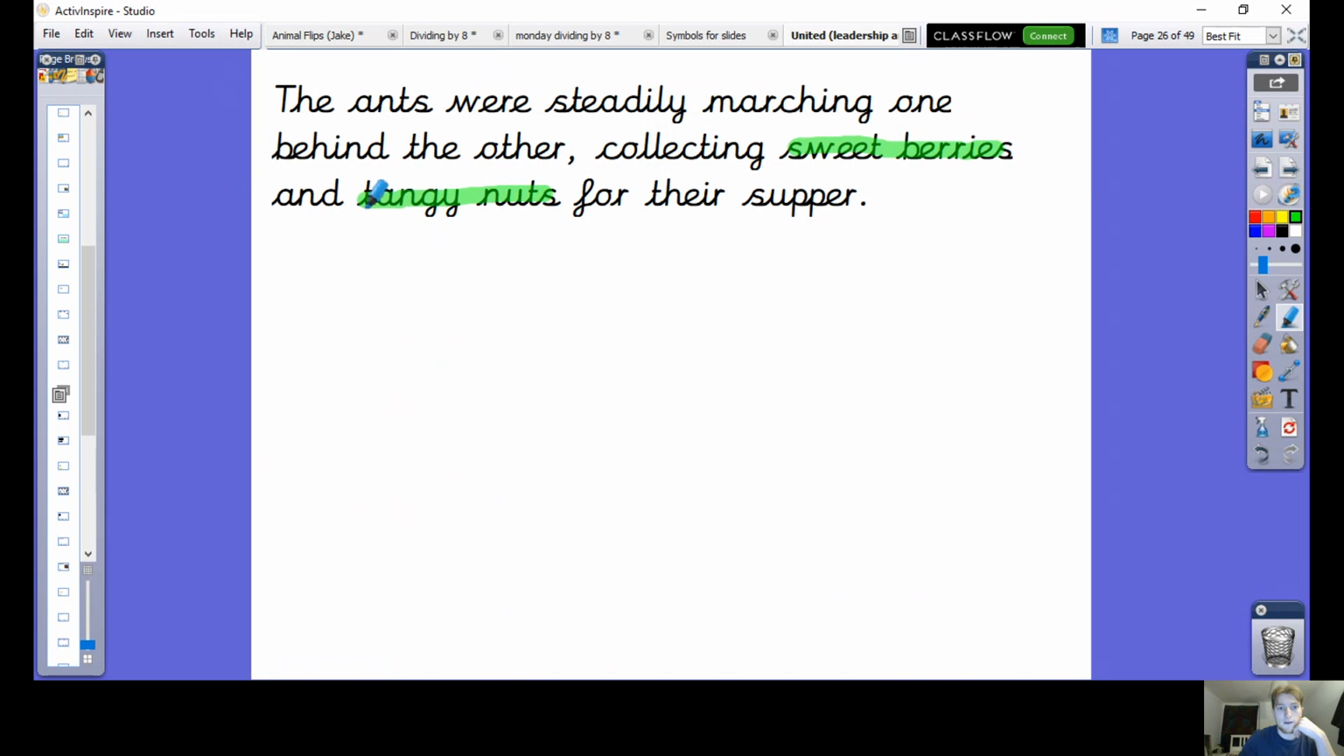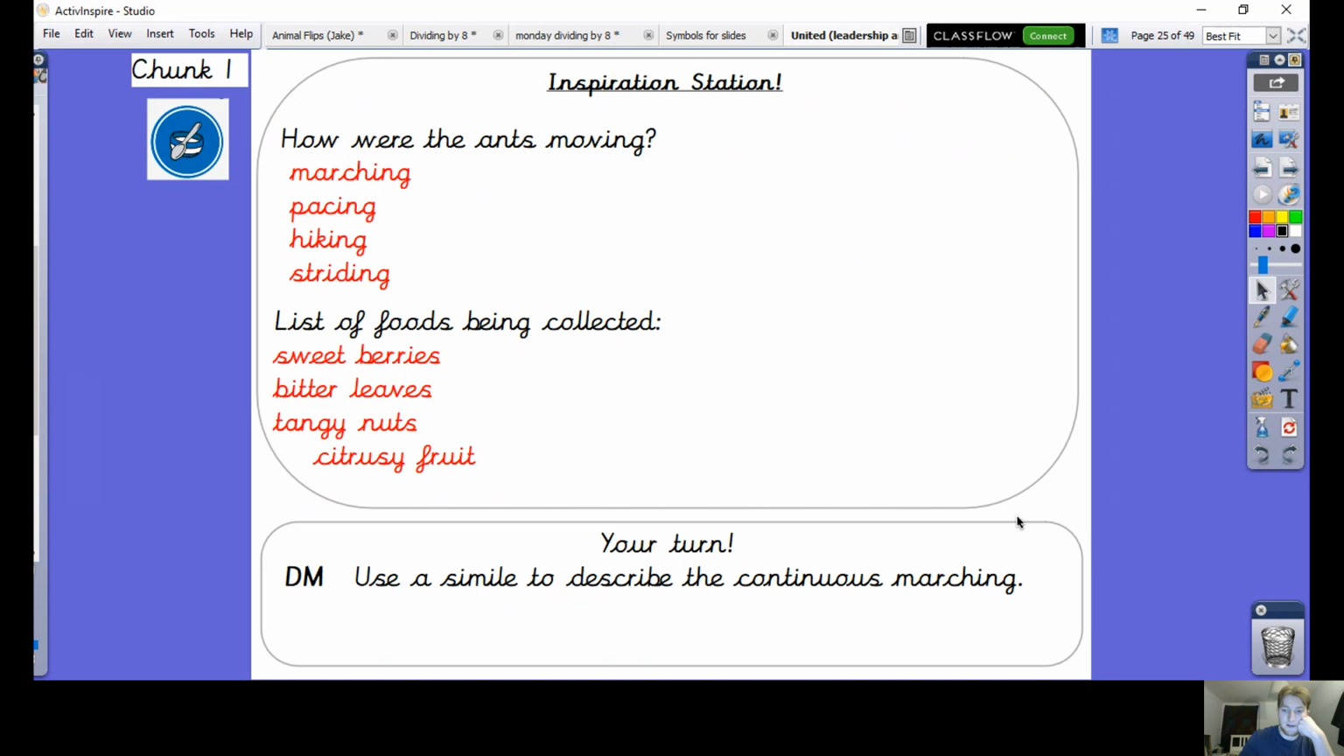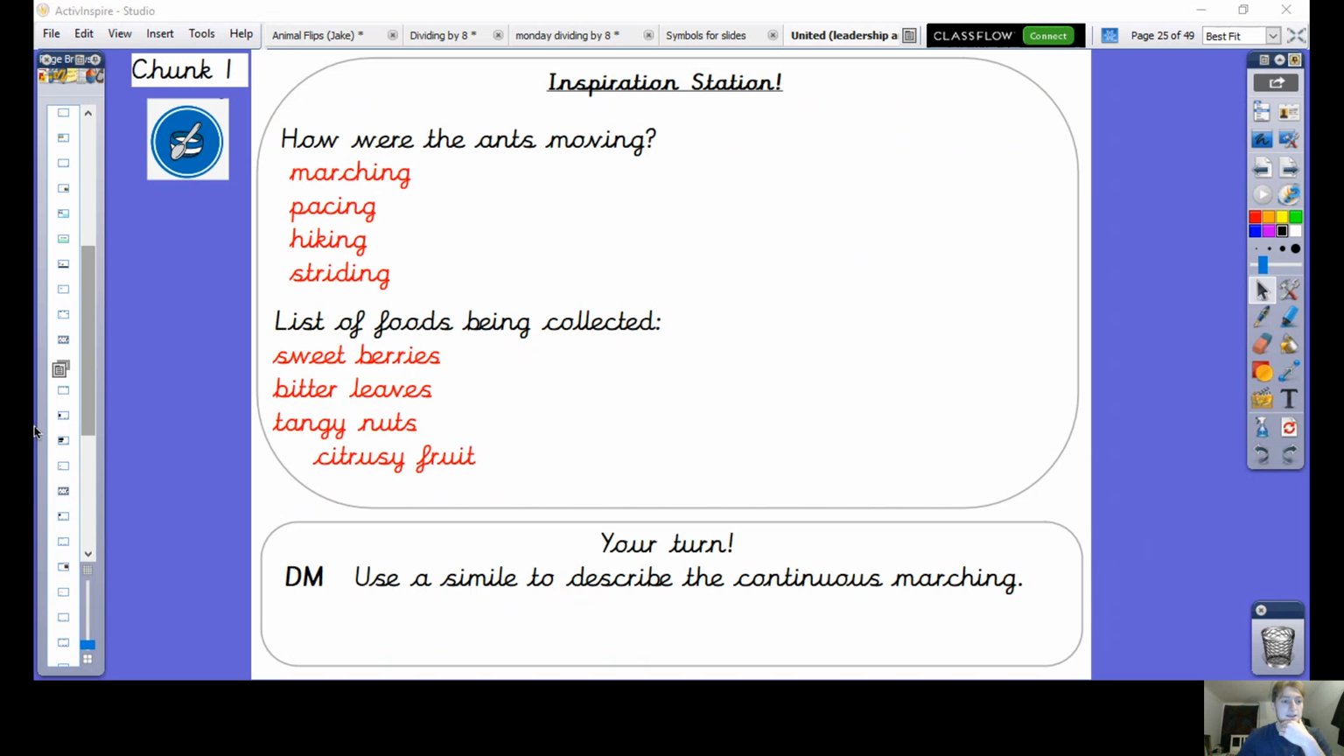Okay. Right, now it's your go, just to have a go at writing this first chunk yourself. If you want, there's also a deepening the moment which we can use, which is to use a simile to describe the continuous marching. So if you want to have a go at that in your sentence, use that. That'd be absolutely fantastic if you could. So pause the video now and have a go at that, and we'll move on to the next chunk.